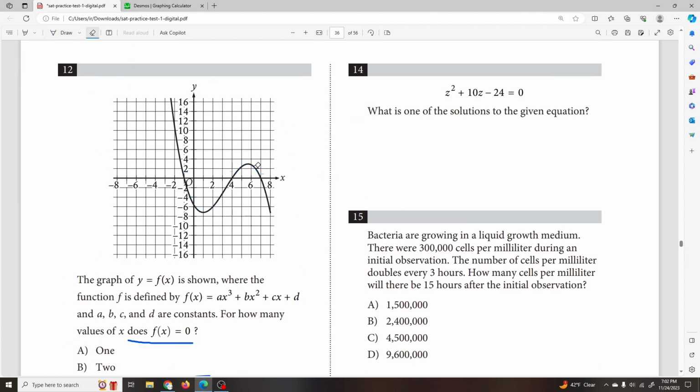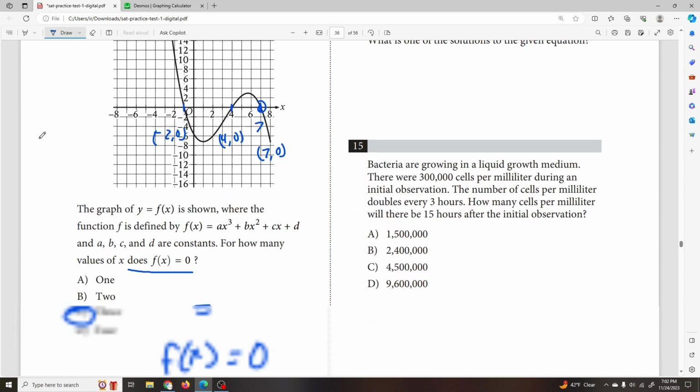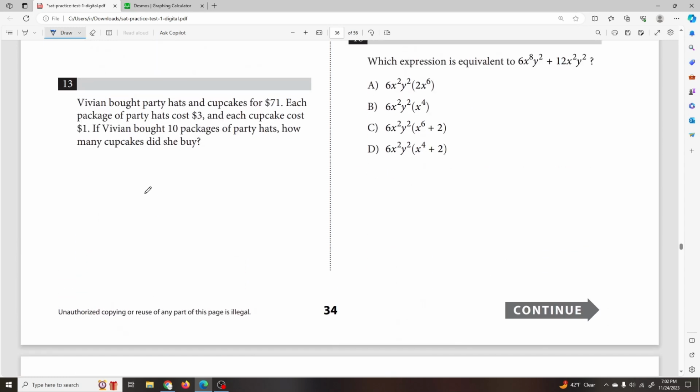So for example, f of x is equal to 0 at 7, right? Because that's the point. It's 7 comma 0. At 4, right? 4 comma 0, and at negative 2 comma 0. So the answer to 12 is going to be C. Moving on to number 13, it says Vivian bought party hats and cupcakes for $71. Each package of party hats costs $3, and each cupcake costs $1. If Vivian bought 10 packages of party hats, how many cupcakes did she buy?